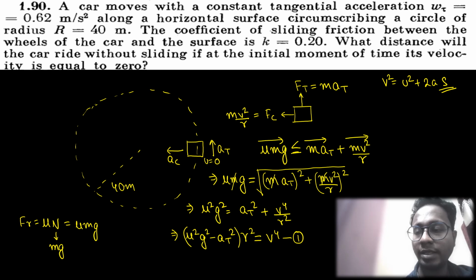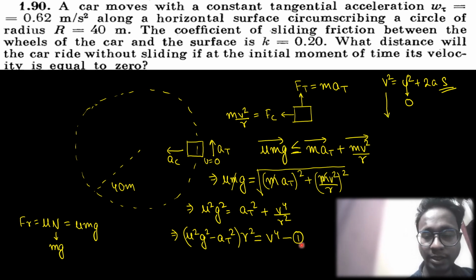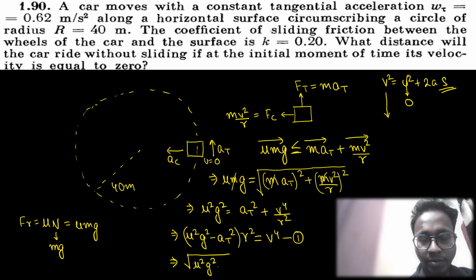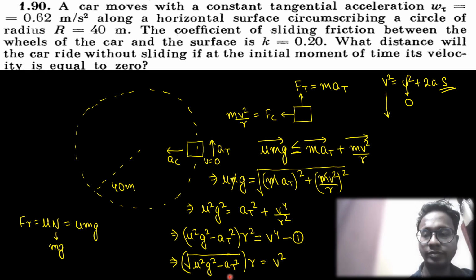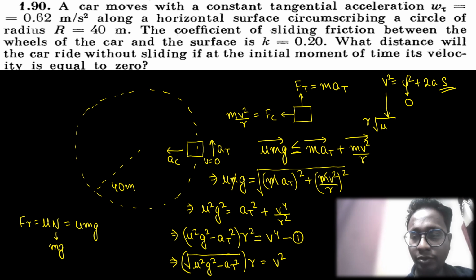Initial velocity is equal to 0. Final velocity v square comes from this equation, isn't it? So v square is nothing but under root of mu square g square minus tangential acceleration square, into r, is equal to v square. If you take the under root on both left hand side and right hand side, you will get this value. So if you put this value in terms of v square, you get r into mu square g square minus at whole square.